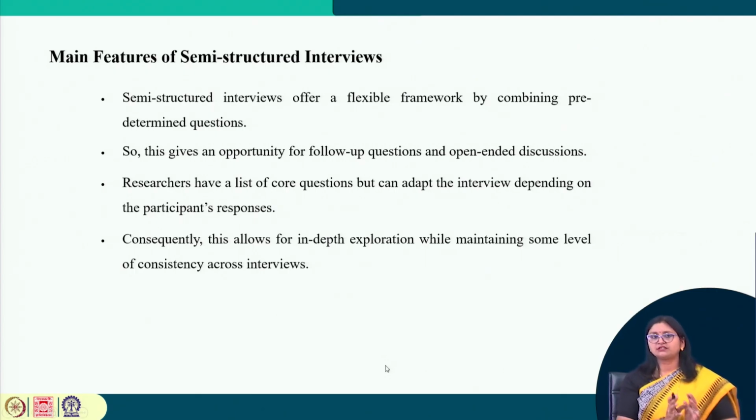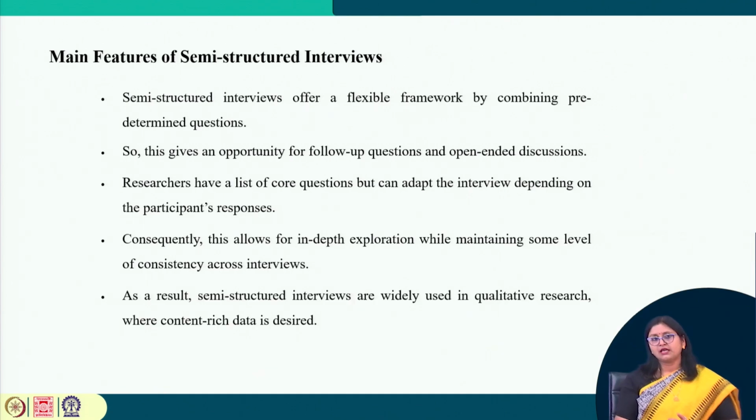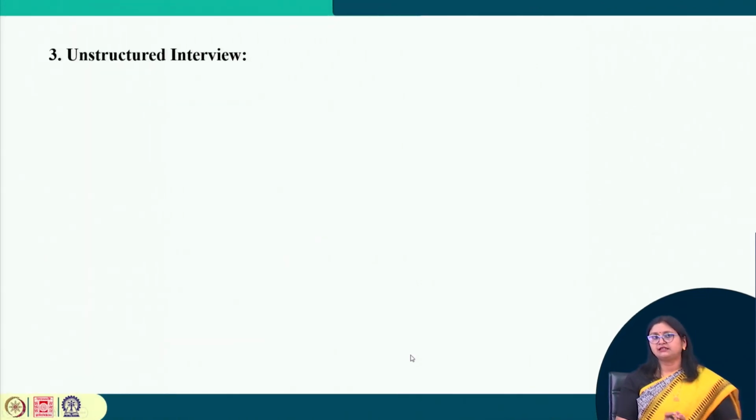So, the researcher is ready to grasp the responses. Consequently, this allows for in-depth exploration while maintaining some level of consistency across interviews. As a result, semi-structured interviews are widely used in qualitative research where content-rich data is desired.